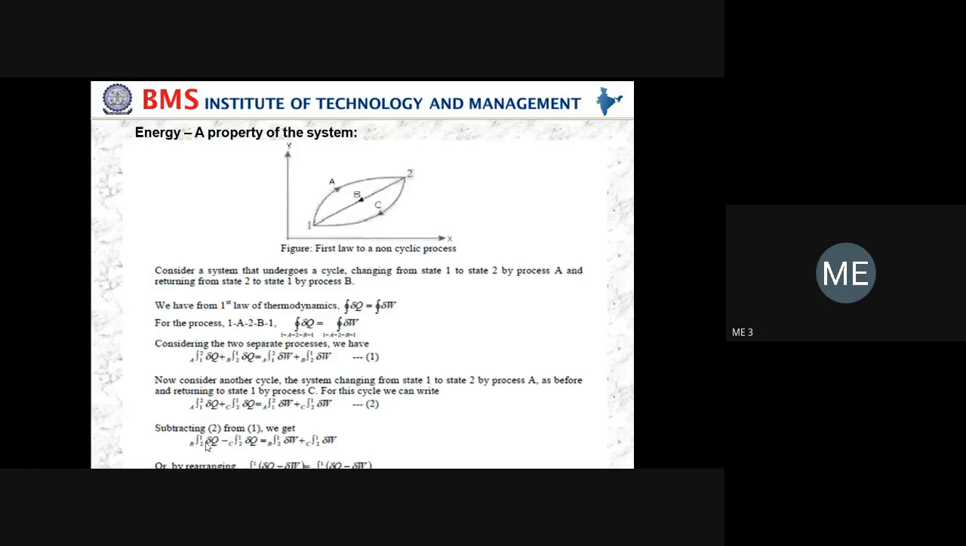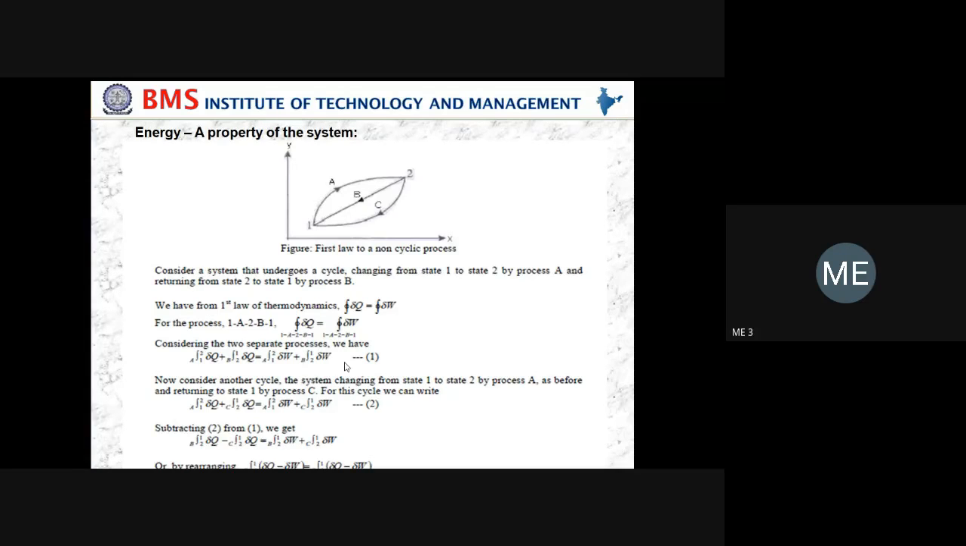Sorry, it is equation number 1 minus 2. 1 minus 2 means the first term gets cancelled because we have the common terms in both equations. Then this term is different. How are we going to write? Integration of dq between the process 1 to 2 following path B. Integration of dq between the process 2 to 1 by following path B, minus of integration of dq by following path C equals, now you write the right hand side equation.